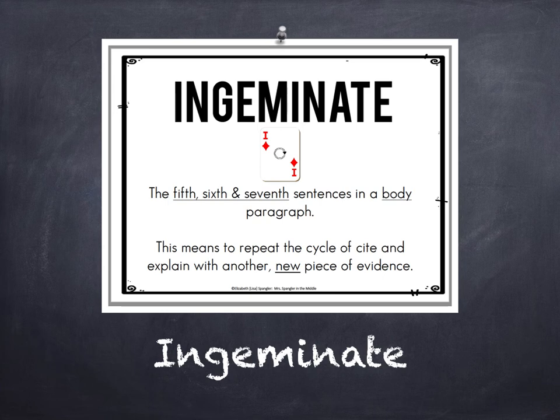The 5th sentence will be used to transition to a new piece of evidence or quote. The 6th sentence will be the actual piece of evidence or quote. And the 7th sentence will be to explain with commentary. Explain why that piece of evidence is important.